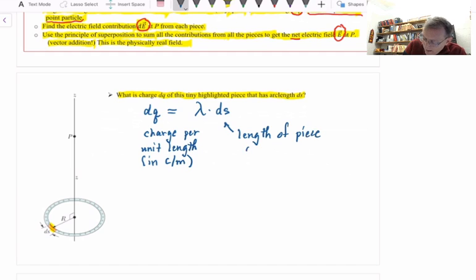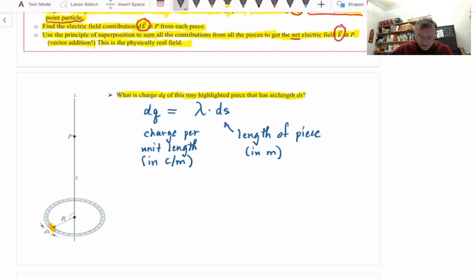So that would be in meters. Note then that when you multiply the charge per unit length lambda with the length ds, look at what happens to the units. Coulomb per meter times meter, you're just left with coulombs, which is what a charge unit must be. So we've got a little bit of charge on that highlighted element of the ring, and that amount of charge is lambda ds. That's how we're going to think about it, and it's positive because the ring's positive.